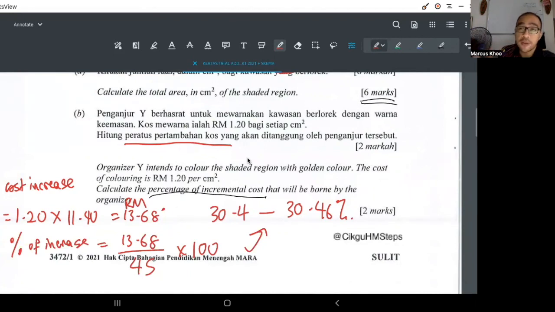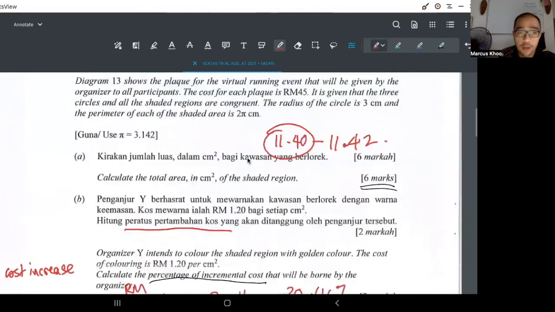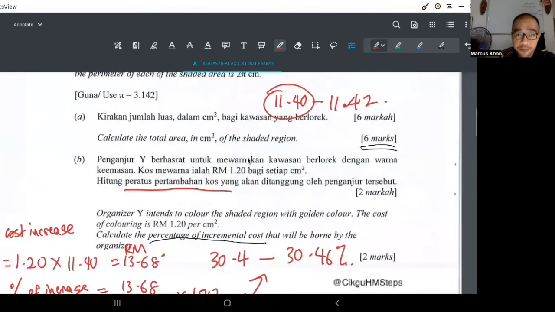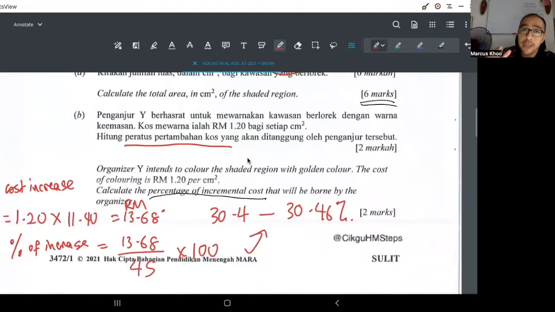Okay, so this is not a difficult question. Definitely this is not difficult. Compared to question A, this is easier. Answering question B is easier. But just remember that you're not just supposed to count the additional cost. You have to calculate the percentage increase, which is what makes this question very extra, very over the top.